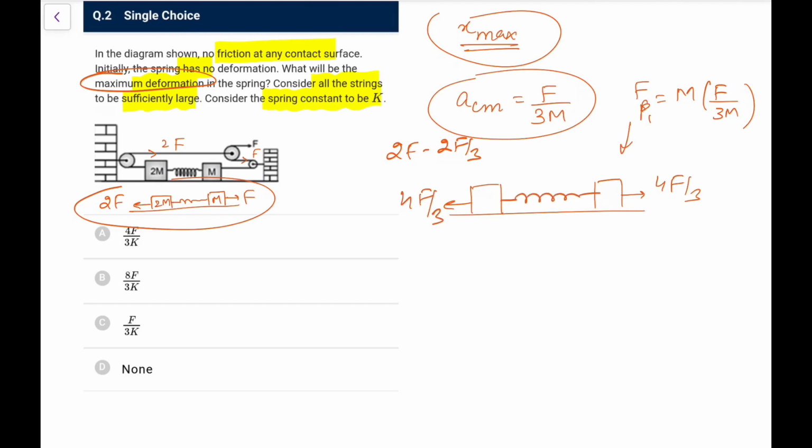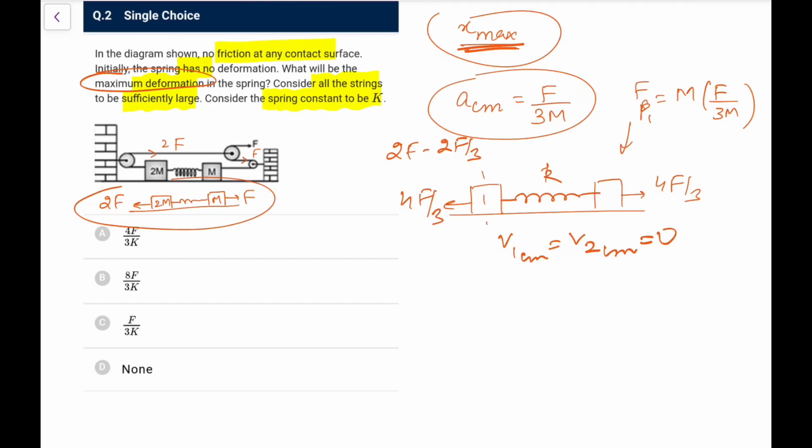This is 4F by 3, this is 4F by 3, and this is K. So now what is the maximum extension? Let's go by the energy analysis. When there will be x max, both would be moving with VCM. So in the frame of CM, the velocity of 1 with respect to CM and the velocity of 2 with respect to CM will both be 0.